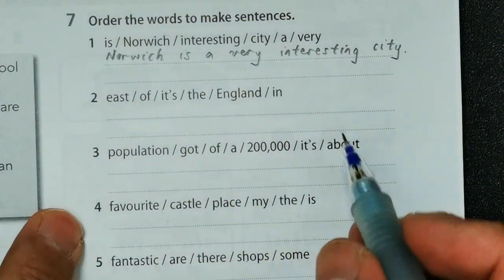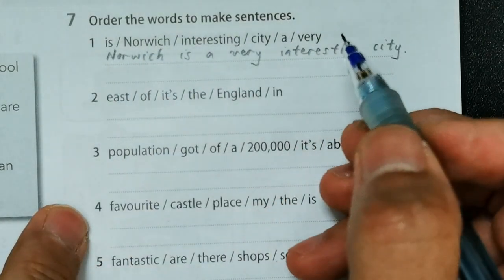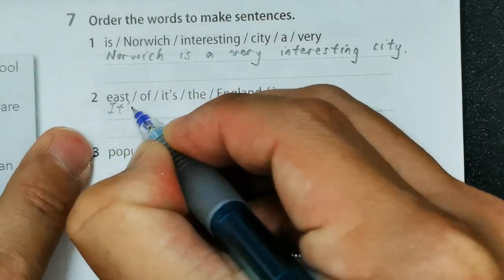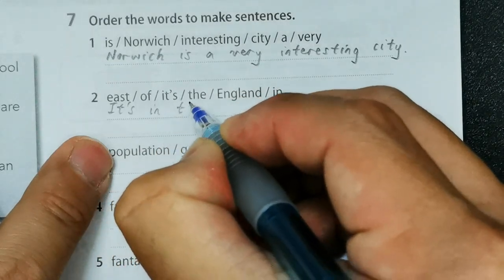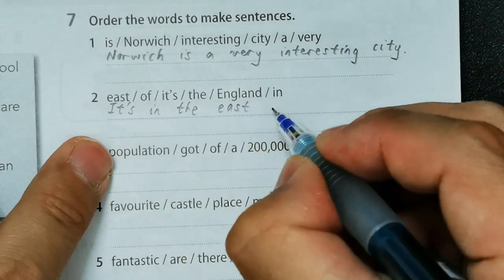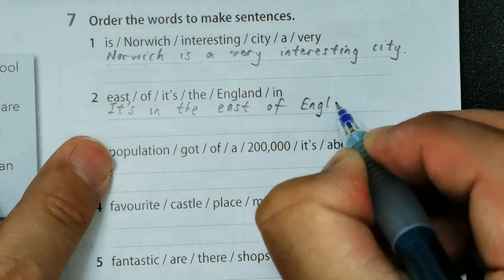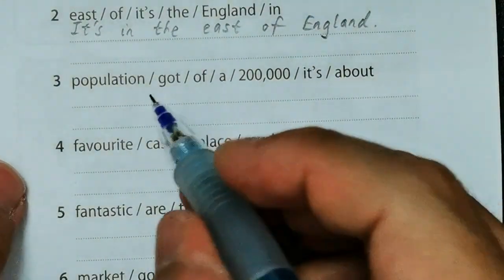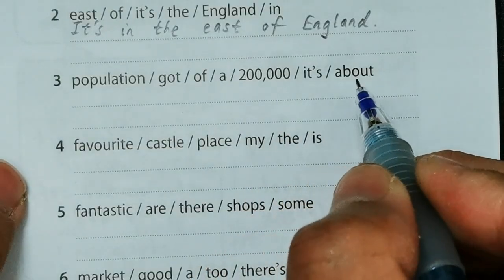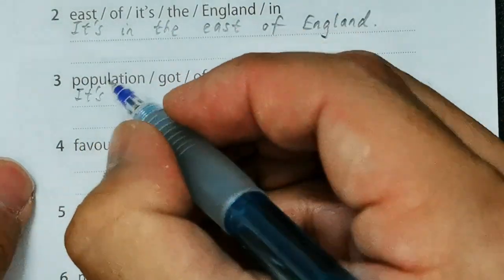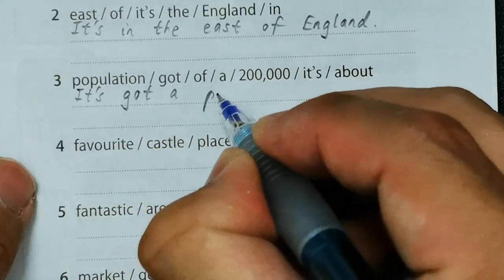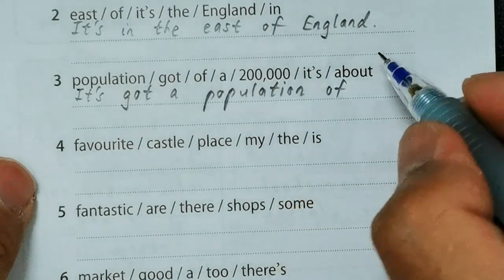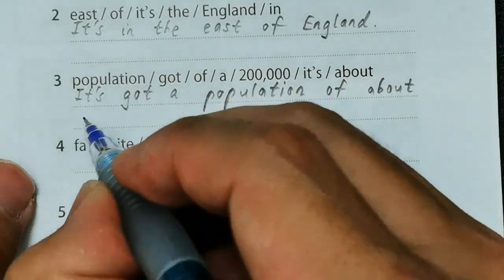Basically all are lower case, so maybe just now I mistakenly interpreted this one, but never mind. So it's in the east of England. And then number 3: population got of 200,000 it's about. So basically it's got a population of about 200,000.